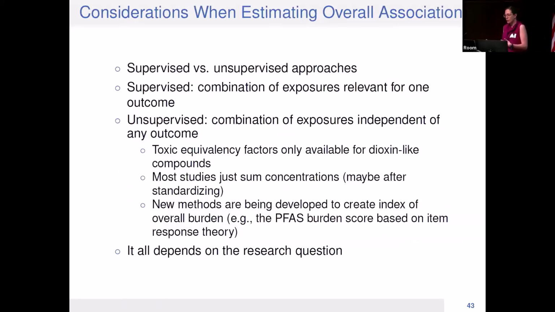So, consideration: supervised versus unsupervised. The supervised gives us a combination of exposures relevant for one outcome, the outcome of interest. The unsupervised, this is very similar to what we talked about 20 minutes ago now, gives a combination of exposures independent of any outcome. Toxic equivalency factors, unfortunately, are only available for dioxin-like compounds. Most studies just sum concentrations, hopefully after standardizing, but that assumes equitoxicity, which kind of breaks the point here. New methods are being developed to create an index of overall burden. For example, Shelley Lewis is developing the PFAS burden score based on item response theory. Glenn McGee is developing a BMIM. I never remember what that stands for, but there's a lot of development in this area as well. And again, choices always depend on the research question, so we always have to come back to that.